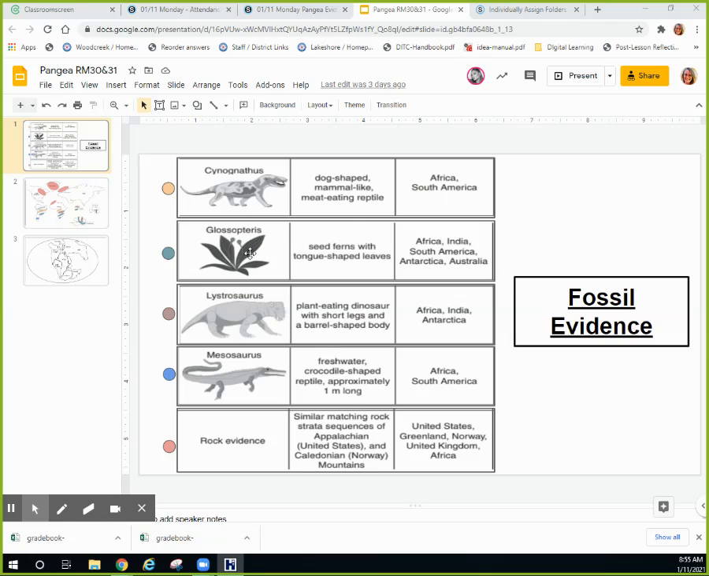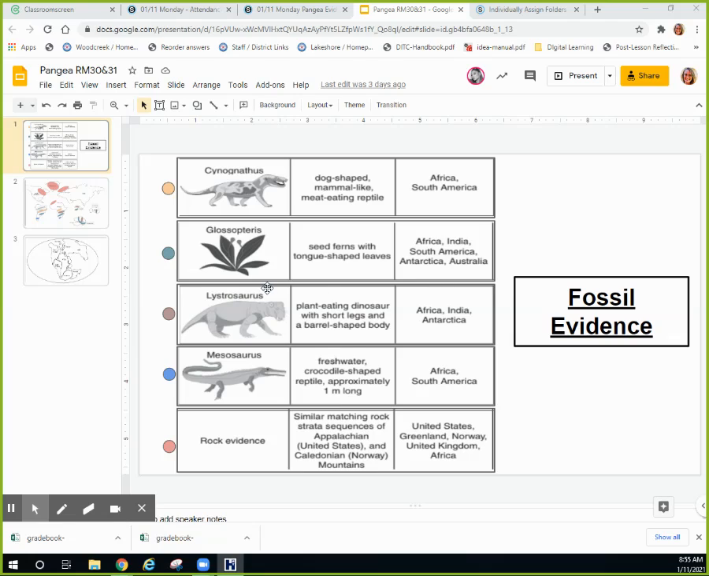And then you have this plant, okay, and it's a seed fern with tongue-shaped leaves. This one's probably the more remarkable one because they found fossils of this plant in Africa, India, South America, Antarctica, and Australia. So that is 5 different continents. One of them is a continent that is pretty much 100% ice.